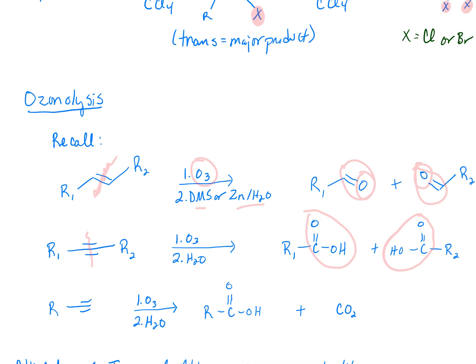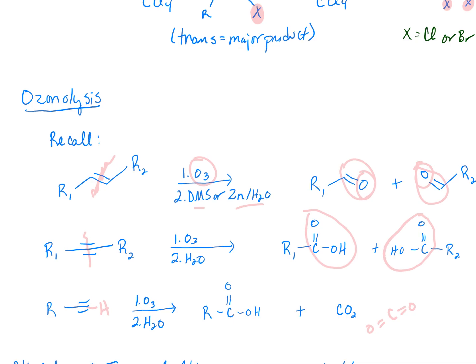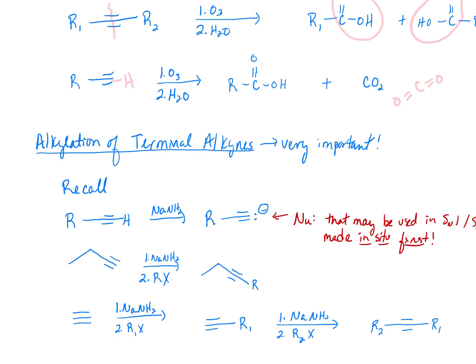If you have a terminal alkyne, so a hydrogen would be right here, then what we actually see is as you chop that off, you end up with two C double bond O's to that same carbon. So that's just what you get. CO2 will bubble out. Okay.